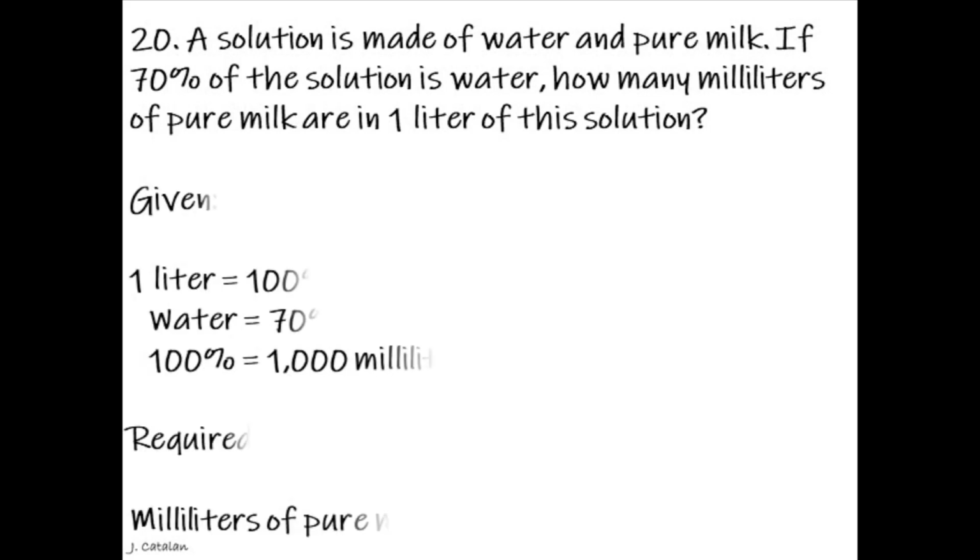Given: 1 liter is equal to 100%. Water is equal to 70%. 100% is equal to 1000 milliliters. Required: milliliters of pure milk.